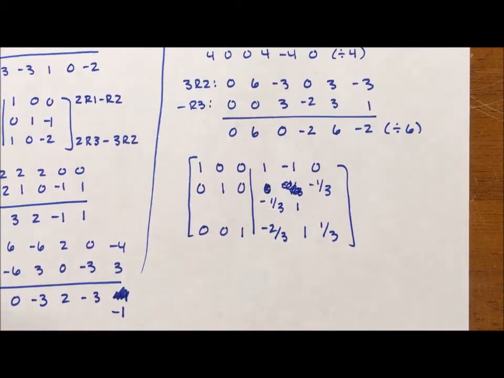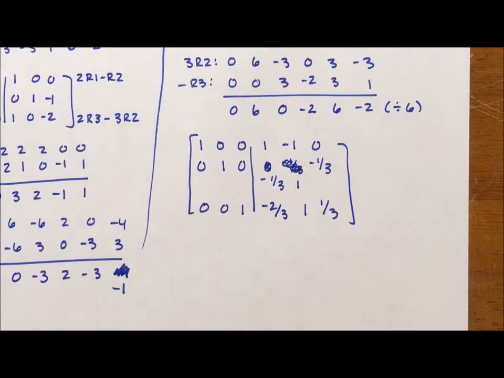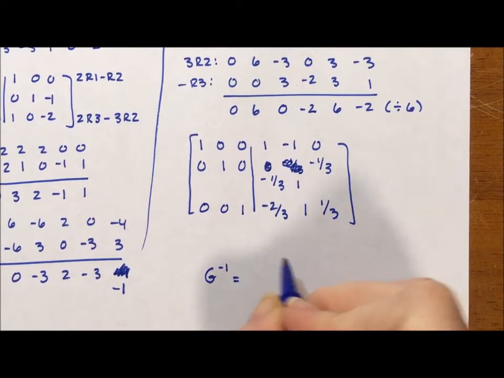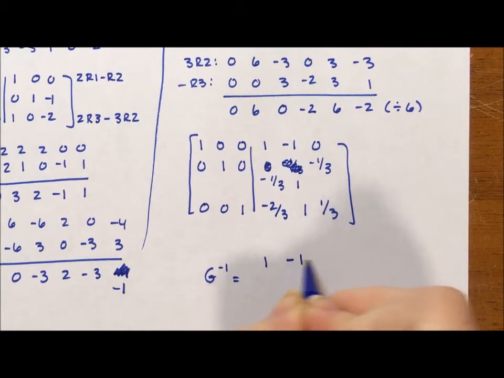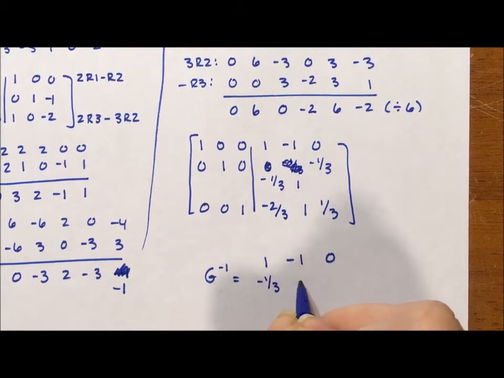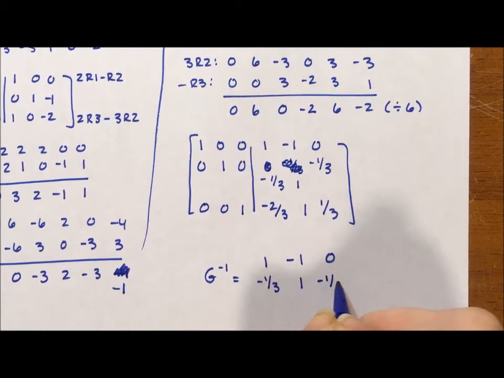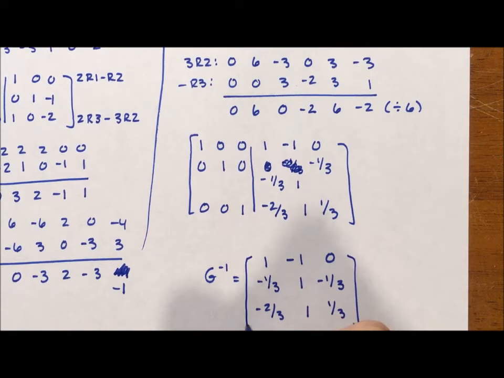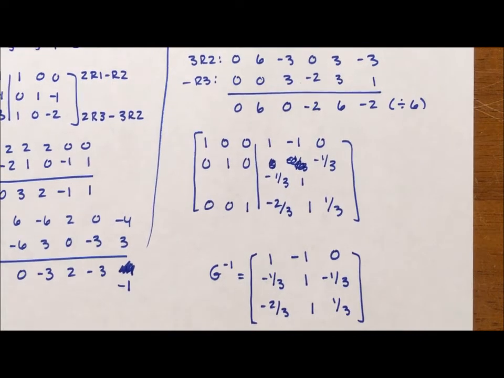All right, now that I have an identity matrix on the left, I know that the inverse to my original matrix is 1, -1, 0, -1/3, 1, -1/3, -2/3, 1, +1/3. I'll tell you, inverse matrices usually have fractions, lots of them.